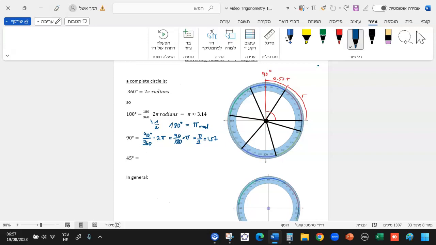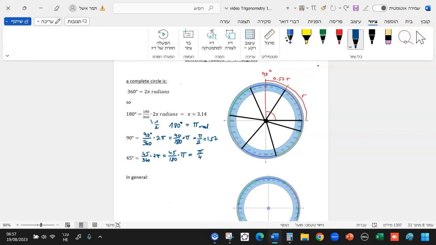Another example is 45 degrees. We take 45 out of 360. This is 1 over 8 from 2 pi, or a proportion of 45 from 180, that is 1/4 out of pi. So 45 degrees is pi over 4 in radians.